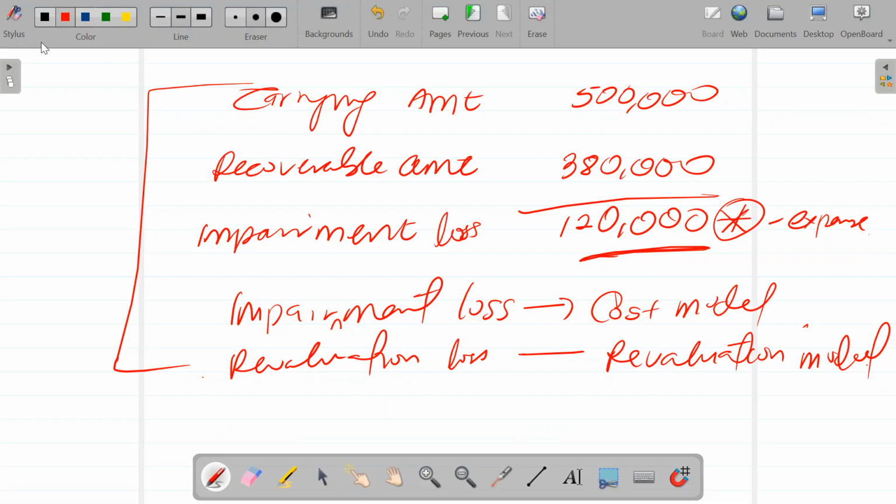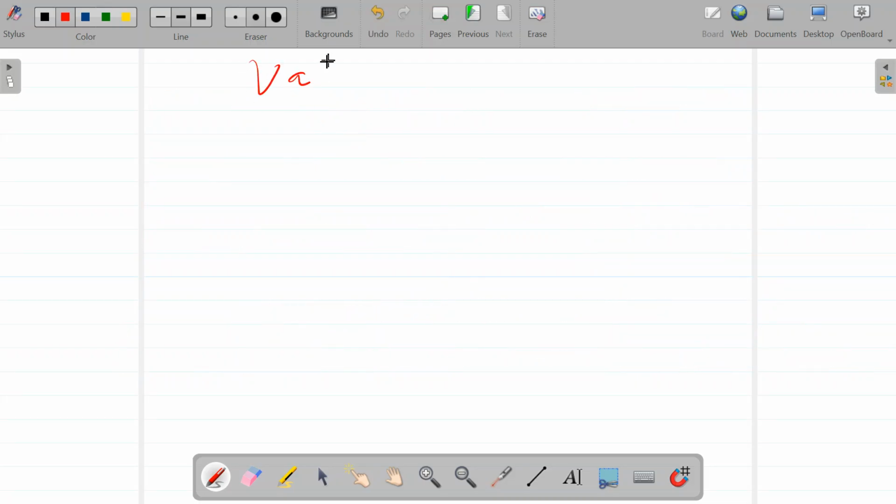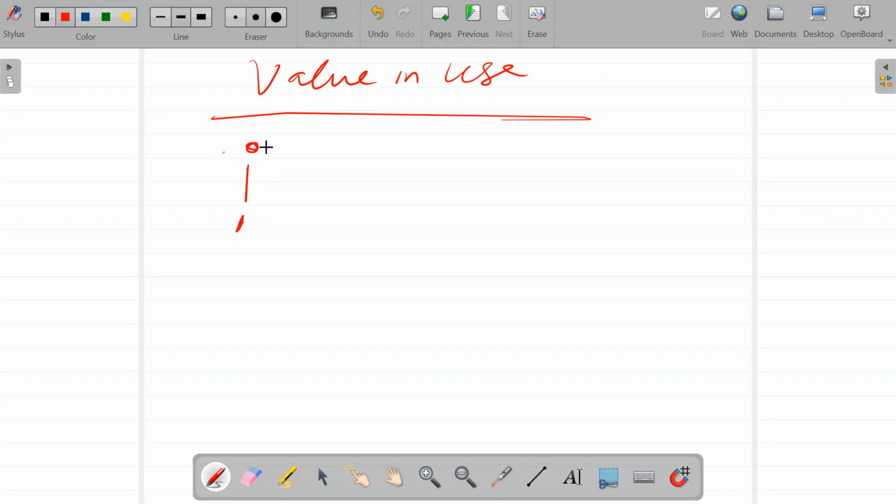Okay, now let's look at the value in use. Now we mentioned that value in use is the value we get from using the assets. Okay, so let's say we have year one, year two, year three, year four. Now we are standing here. We intend to use the asset for 1, 2, 3 years.